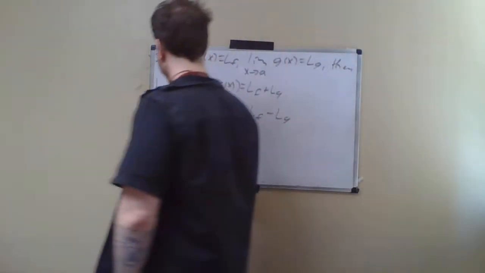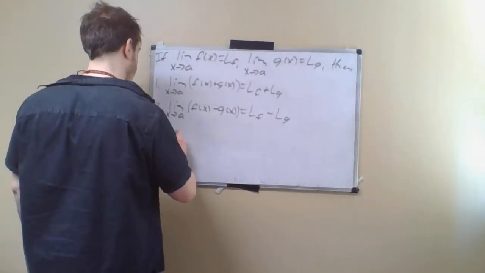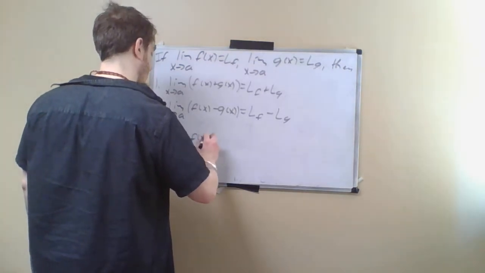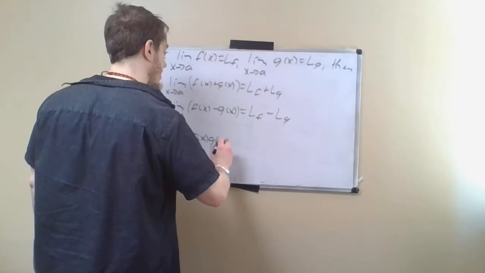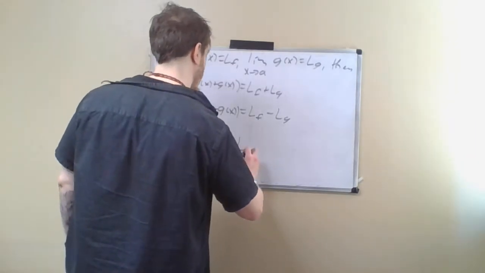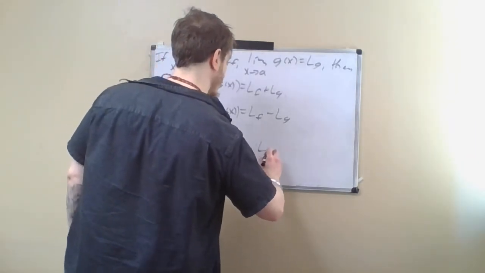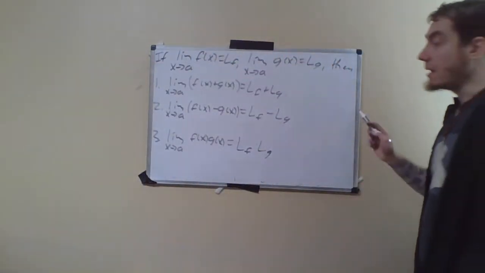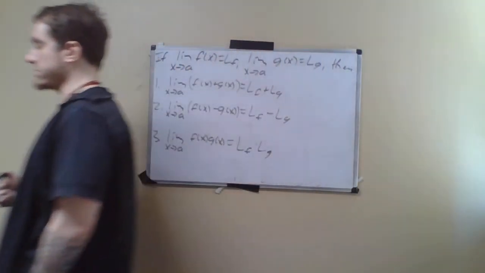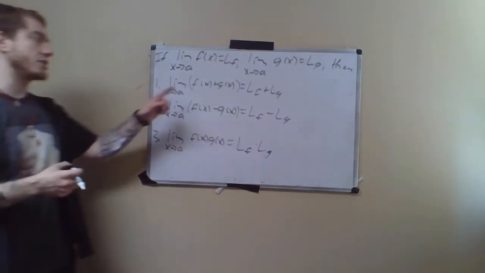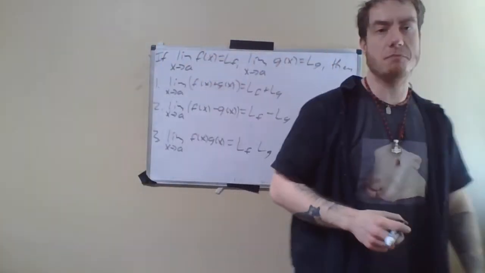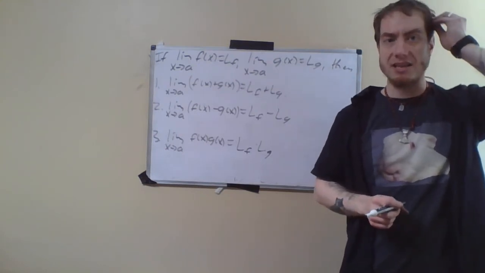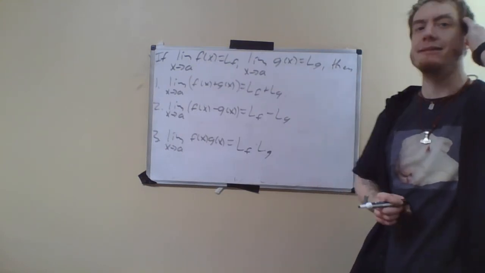The same kind of thing holds for multiplication. So the limit as x approaches a of f of x times g of x is equal to the limit of f times the limit of g. Now, I'm not going to go through the proof for this one, but it is just slightly more complicated than the one for addition and subtraction. We have to be a little bit more clever about picking our new delta, but we can do it. And that's the important thing. You can find a way to do it.